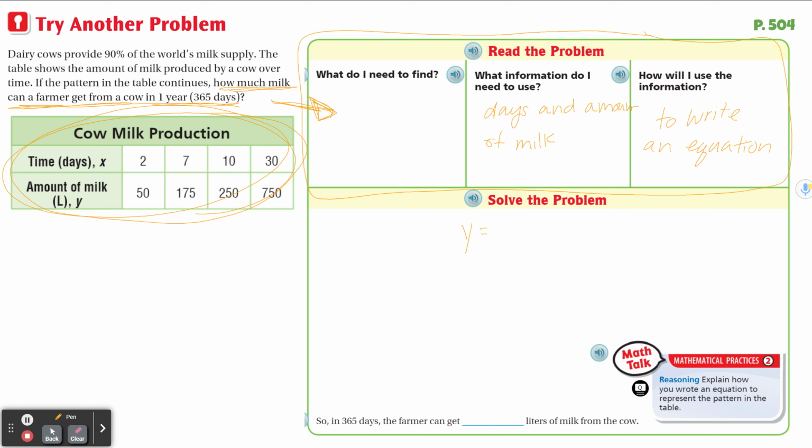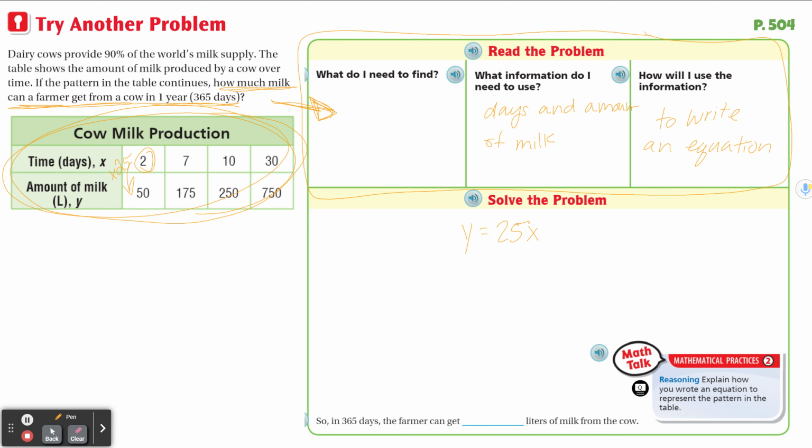And Y is going to equal, and so if I go from 2, how do I go from 2 to 50? That's what we have to think about. So this goes back to lesson 9.1. So to go from 2 to 50, I'm going to times it by 25. So our X, we're going to times that by 25 to get our Y. So we would say 25 times X equals Y.